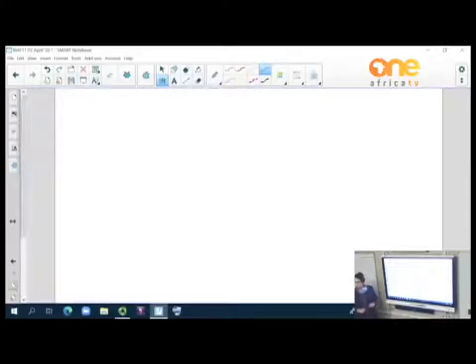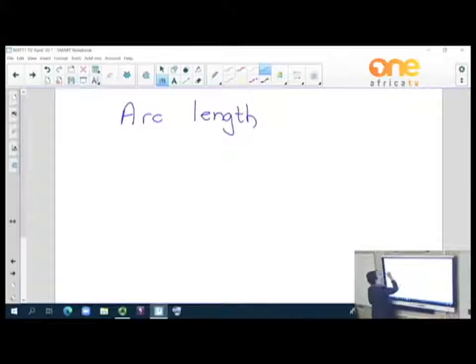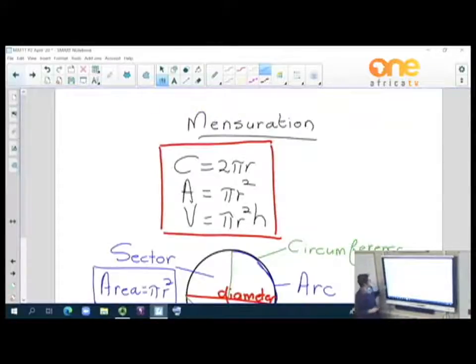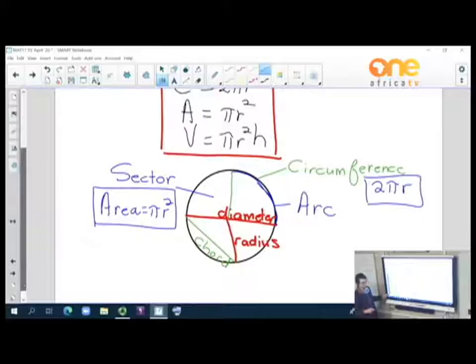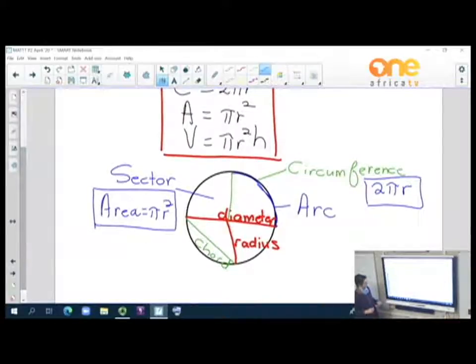Okay? And the last thing that you can write down there is now arc length. Okay, so as I say, now we're looking at the arc length and the sector area. That's what we want to calculate now. It's not difficult. It's just 2 little formulas that we need to know, and then from there we can work. Okay, can I go on?